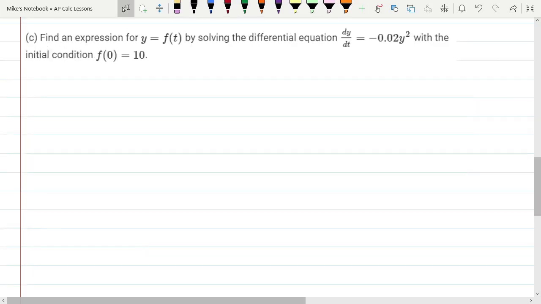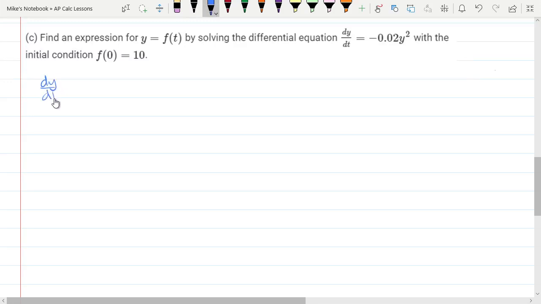Okay, now part C is going to be the one that's probably the most familiar to you, based on what we've been doing recently. It says find an expression for y equals f of t by solving the differential equation with the initial condition f of 0 equals 10. So this is exactly what you're used to doing, where we're going to try to solve this differential equation using separation of variables. So let's go ahead and go through this.